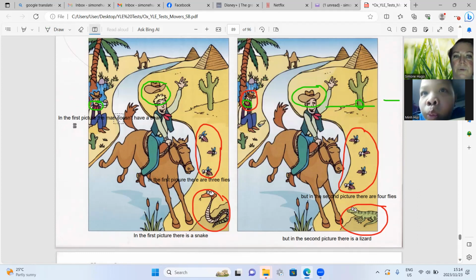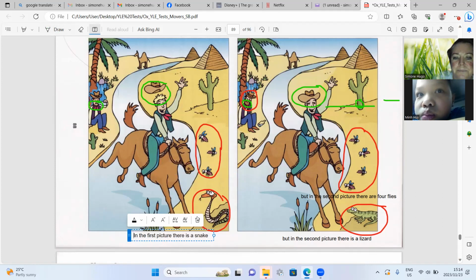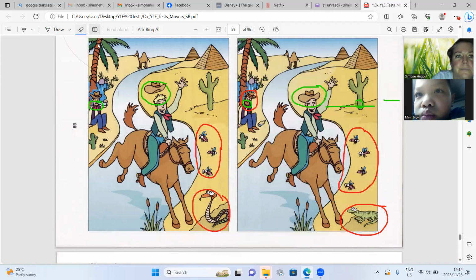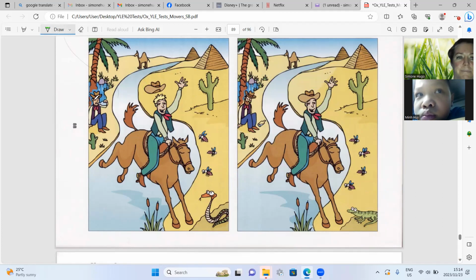I'm only going to ask you two more without the words. The beard and the hat. Okay. In the first picture, the man doesn't have a beard. But in the second picture, the man has a beard. Good. Okay. Just beard. Beard.